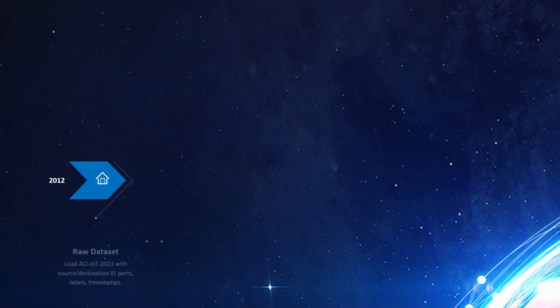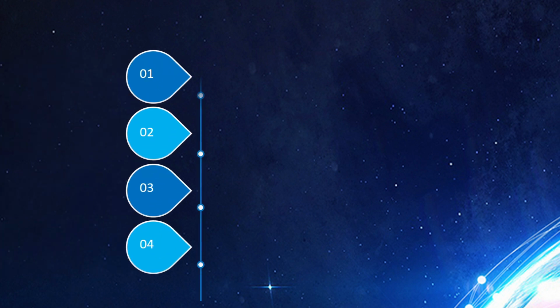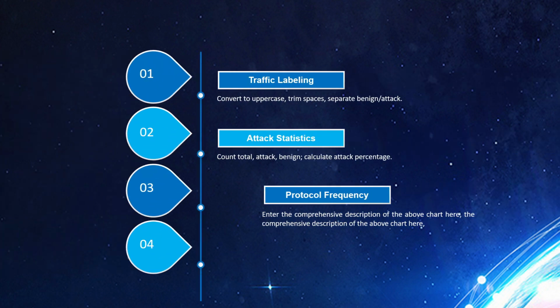Here's how we structured our analysis step by step. We began by loading the raw dataset, followed by labeling the traffic accurately. Next, we generated overall summary statistics, then moved into protocol-specific analysis, and finally dove deeper into port behavior and device-level metrics by grouping the data across categories like source IP and timestamp. This structured approach helped us extract meaningful patterns from complex traffic logs.